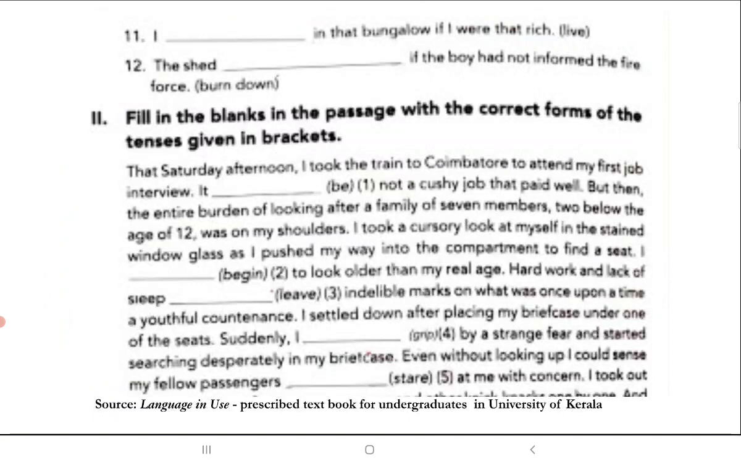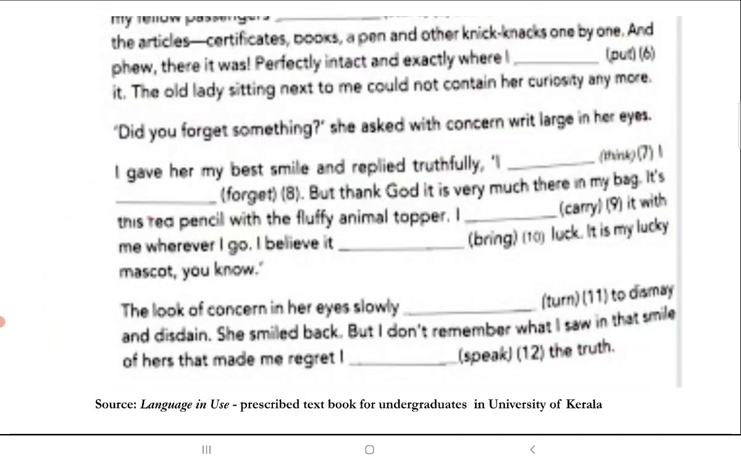Even without looking up, I could sense my fellow passengers stare at me with concern. I took out the articles, certificates, books, a pen, and other knickknacks one by one, and viewed. There it was, perfectly intact and exactly where I had put it.